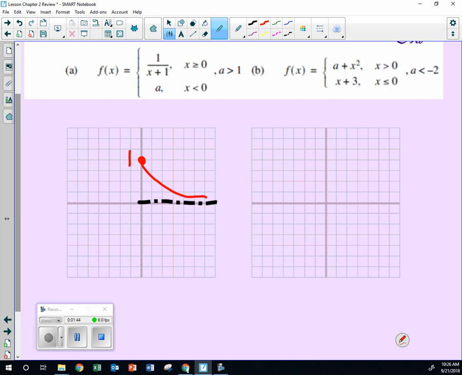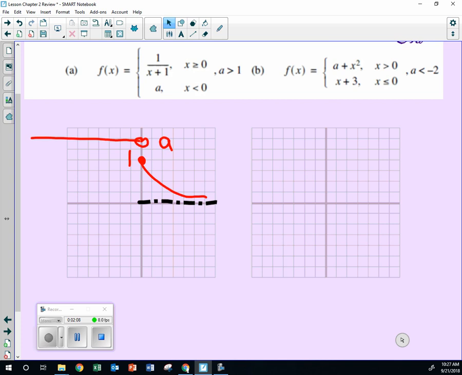A is greater than 1, and we're going to say y is equal to a when it's less than. So here is a. But it has to be bigger than 1, so it has to appear above. Could these line up like this? They could. But since this one's equal and this is greater, it's always going to be a little bit above.